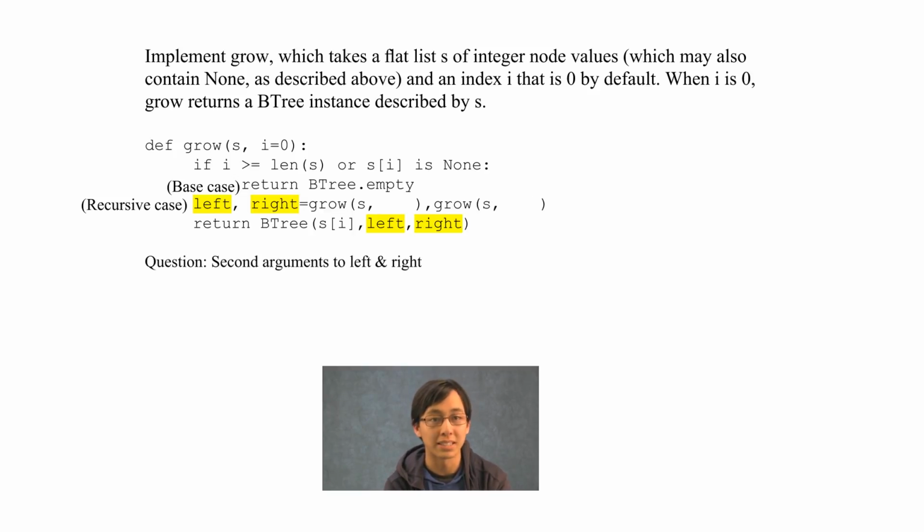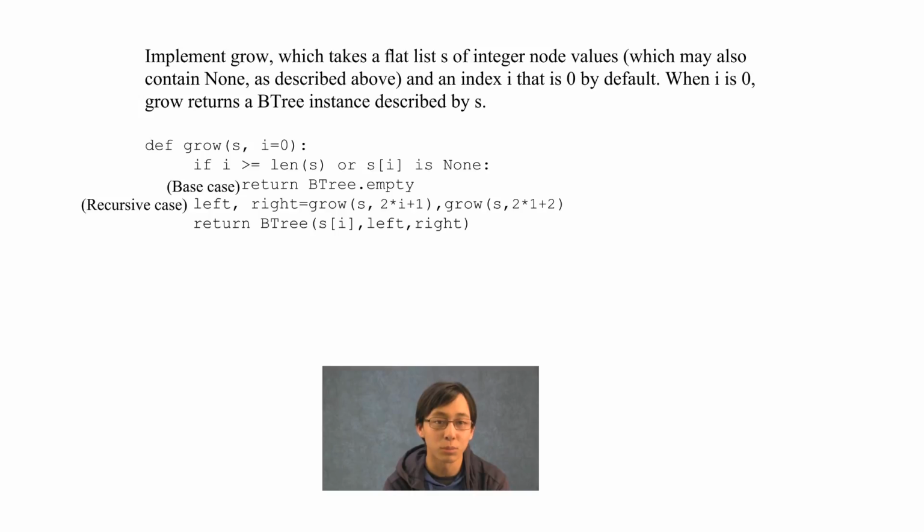The question now is what we pass in as our index. Well, we know that grow is going to return a binary tree with the ith element as its root. That's what we wrote in the return statement. So we'll pass in 2 times i plus 1 and 2 times i plus 2 respectively. Hopefully with your understanding of lists and binary trees, you can see why. Now we're done. On to the next question.